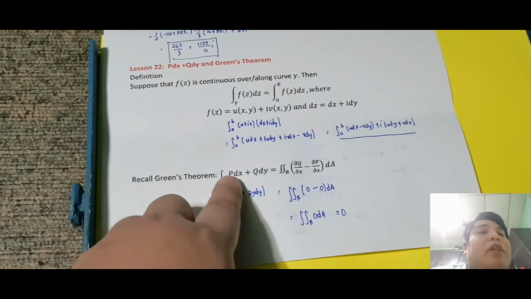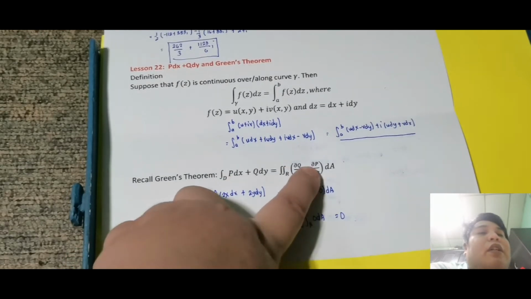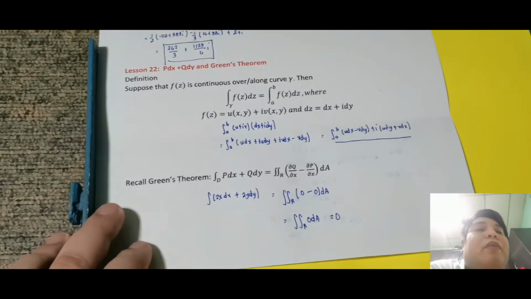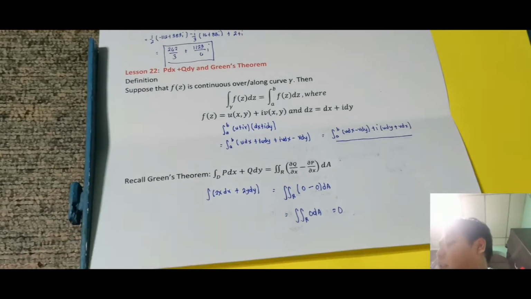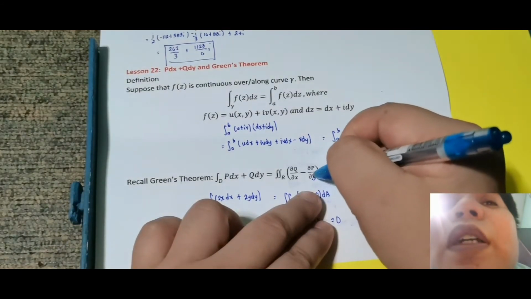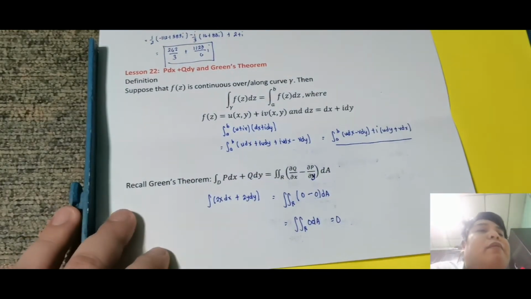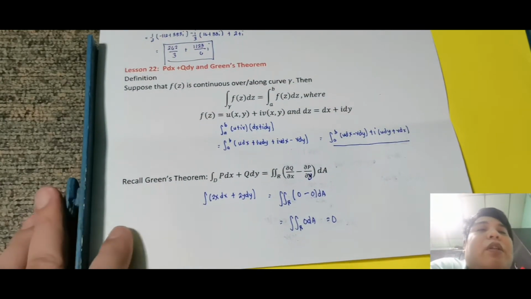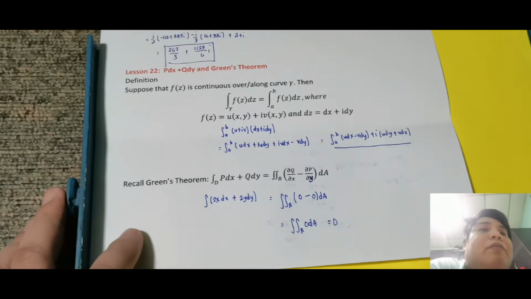So gusto mo yan yung P, kung may partial of Q with respect sa x, partial of P with respect sa y, I think sa formula. Oo nga, y, sorry. This is y. Okay, so this is partial of Q with respect sa x, minus partial of P with respect sa y. Okay, so ngayon, bibigyan ko ng konting application. Paano gamitin si Green's Theorem?